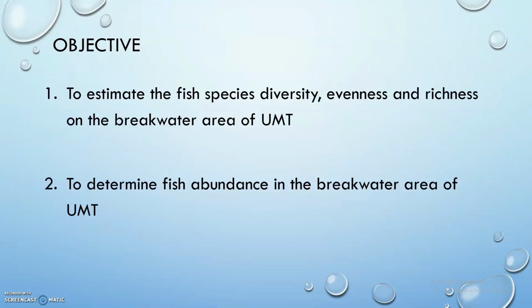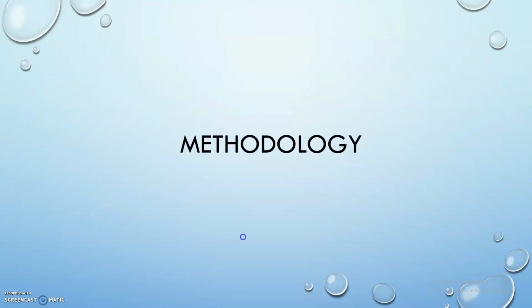So the first objective is to estimate the fish species diversity, evenness and richness in the breakwater area of UMT. The second objective is to determine fish abundance in the breakwater area of UMT.